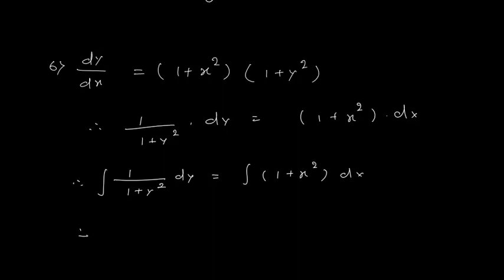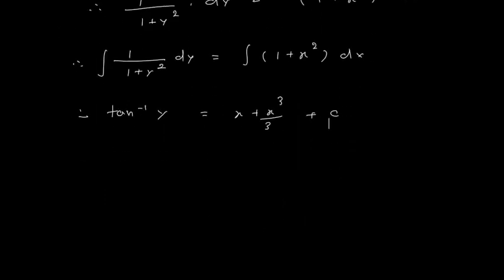Therefore when I integrate here, I will get tan inverse y is equal to, here I will get x plus x cube divided by 3 plus some constant c. So this is our solution. Therefore this tan inverse y is equal to x cube divided by 3 plus x plus c is the general solution.